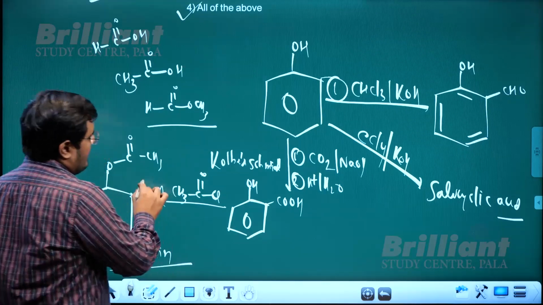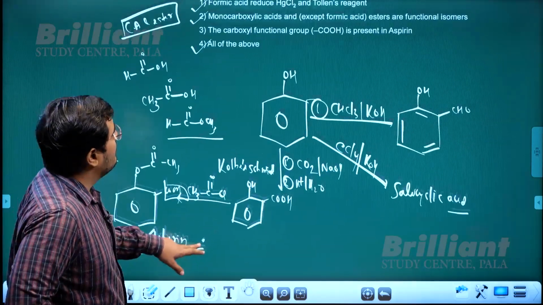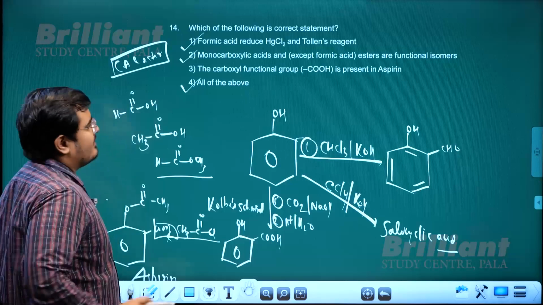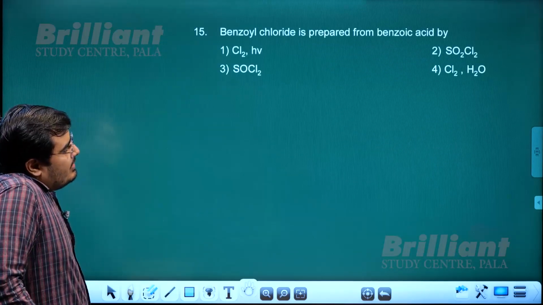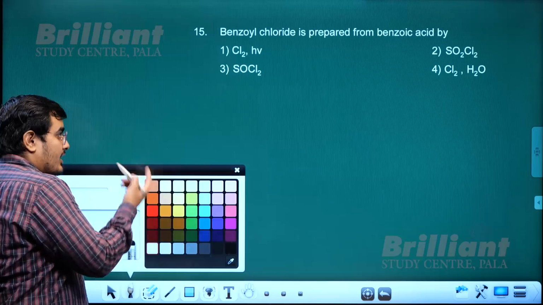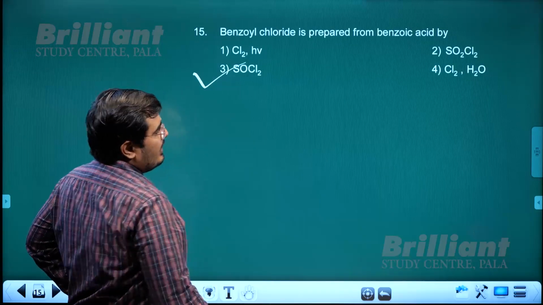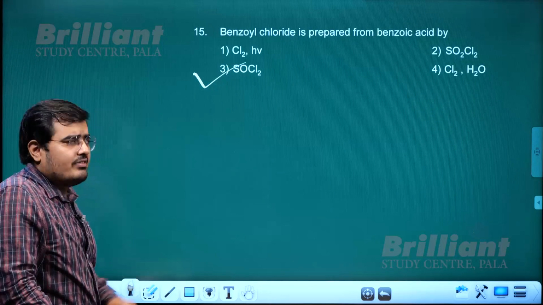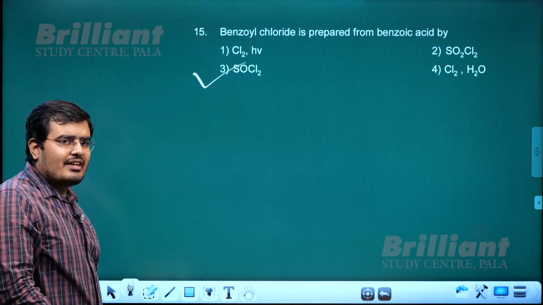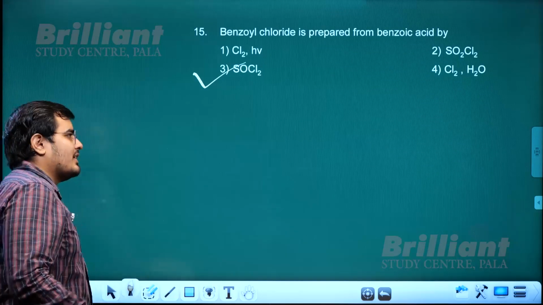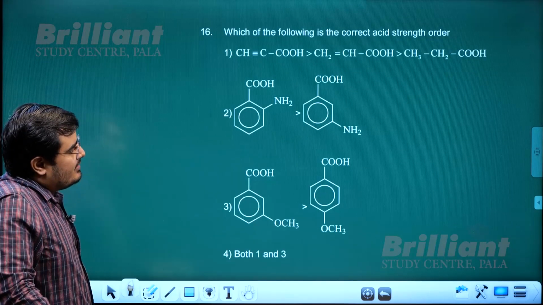So yes, aspirin does contain a carboxylic acid group. So the answer here will be all of the above. Benzoyl chloride is prepared from benzoic acid by, we have already come across this question, using thionyl chloride or PCl3 or PCl5, out of which SOCl2 is preferred as the other products are gaseous, so no separation of product is required. Next is, which of the following is the correct acidic strength order?